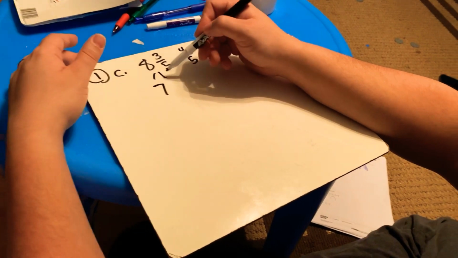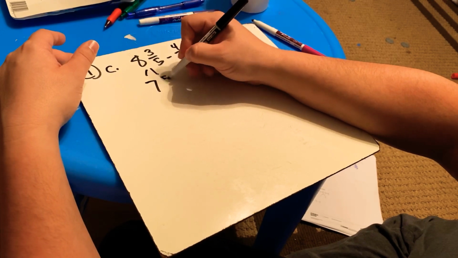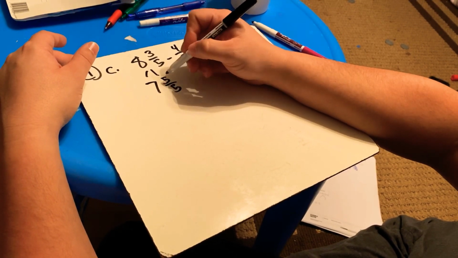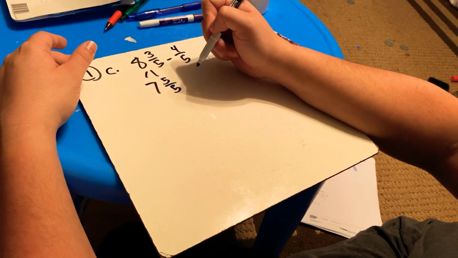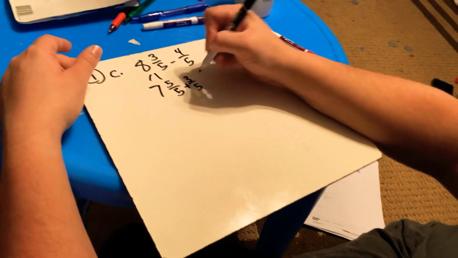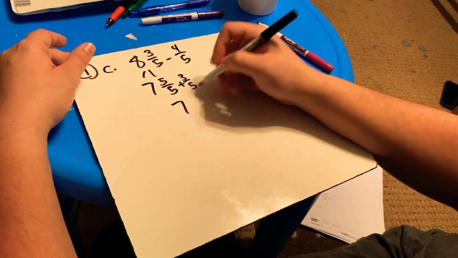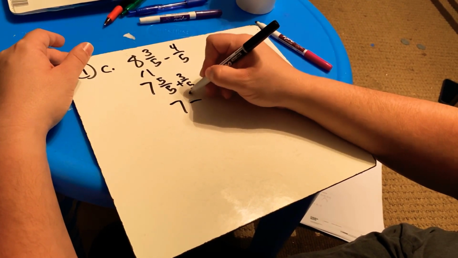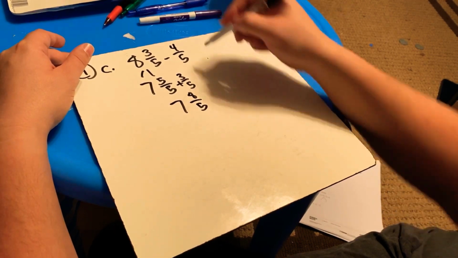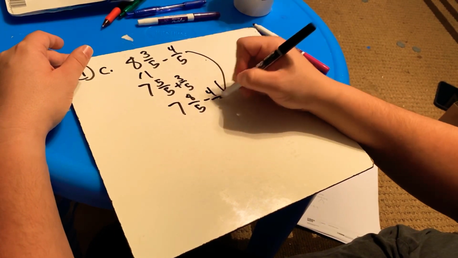So I'm going to put that 1 whole into fifths. How many fifths are in 1 whole? That's 5 fifths. So 7 and 5 fifths is the same thing as 8 wholes. But I've still got this 3 fifths here. So 7 and 5 fifths plus 3 fifths is going to be the same thing as 7 and 8 fifths. Now I just subtract my 4 fifths from my 8 fifths.